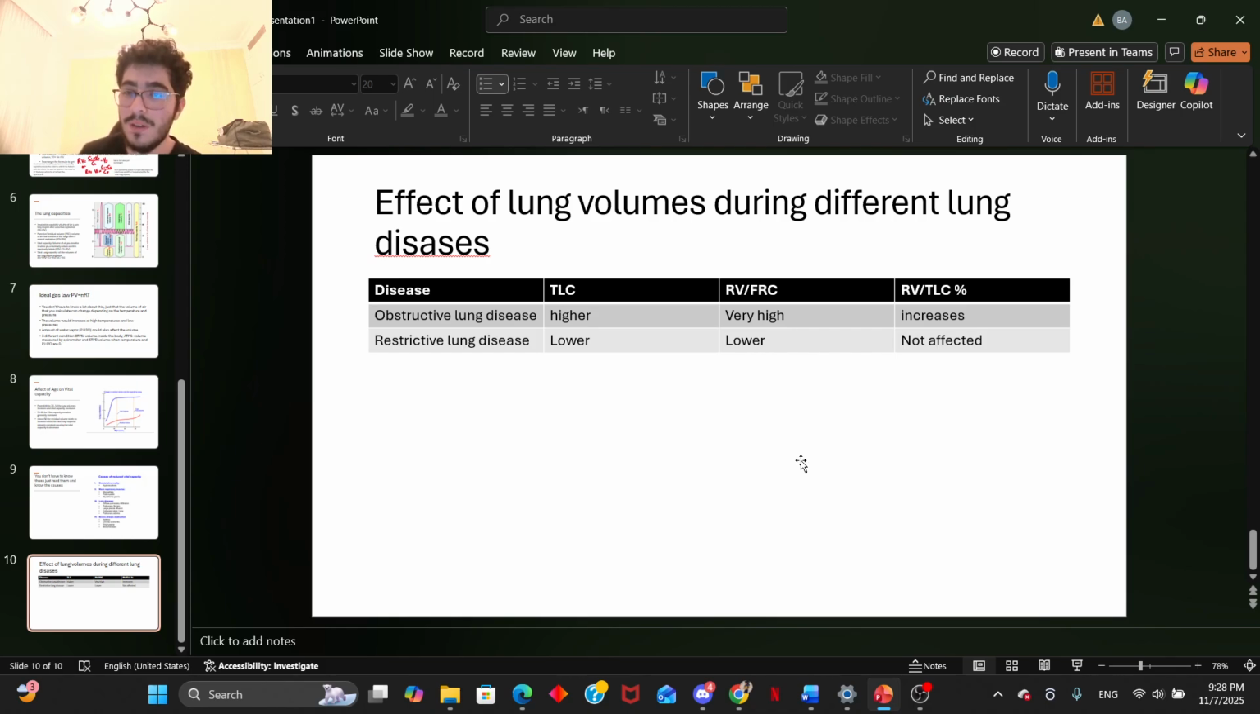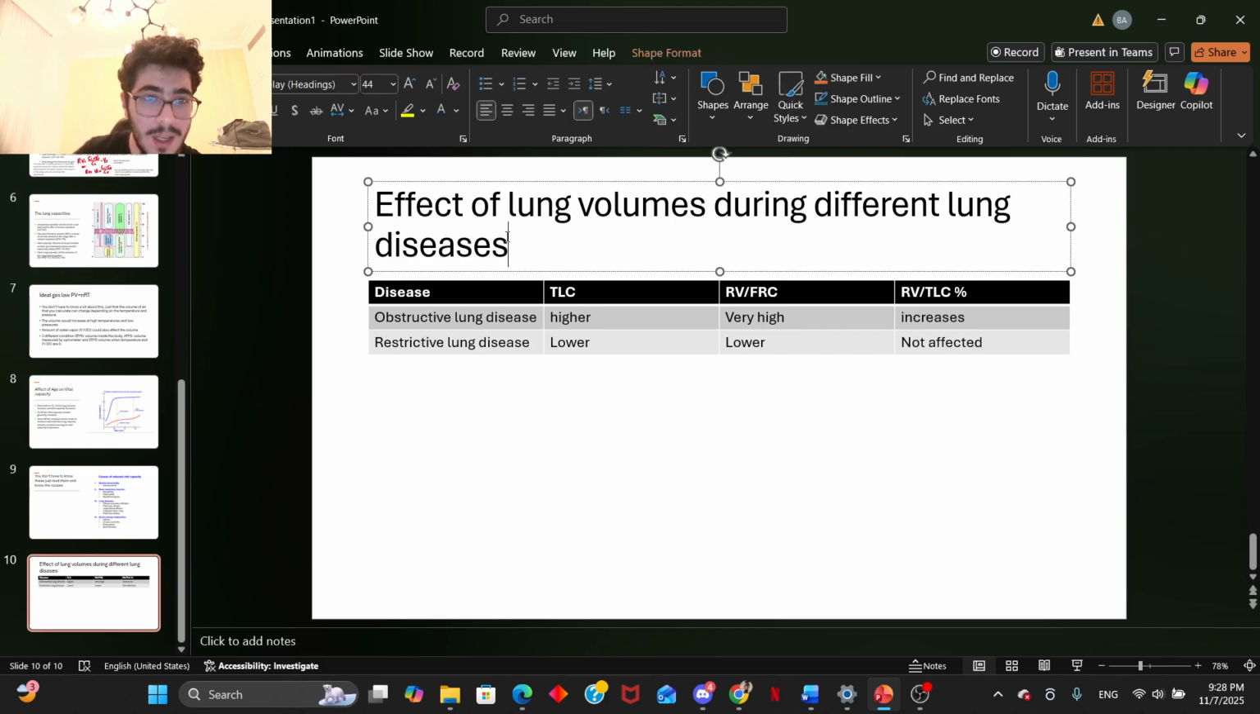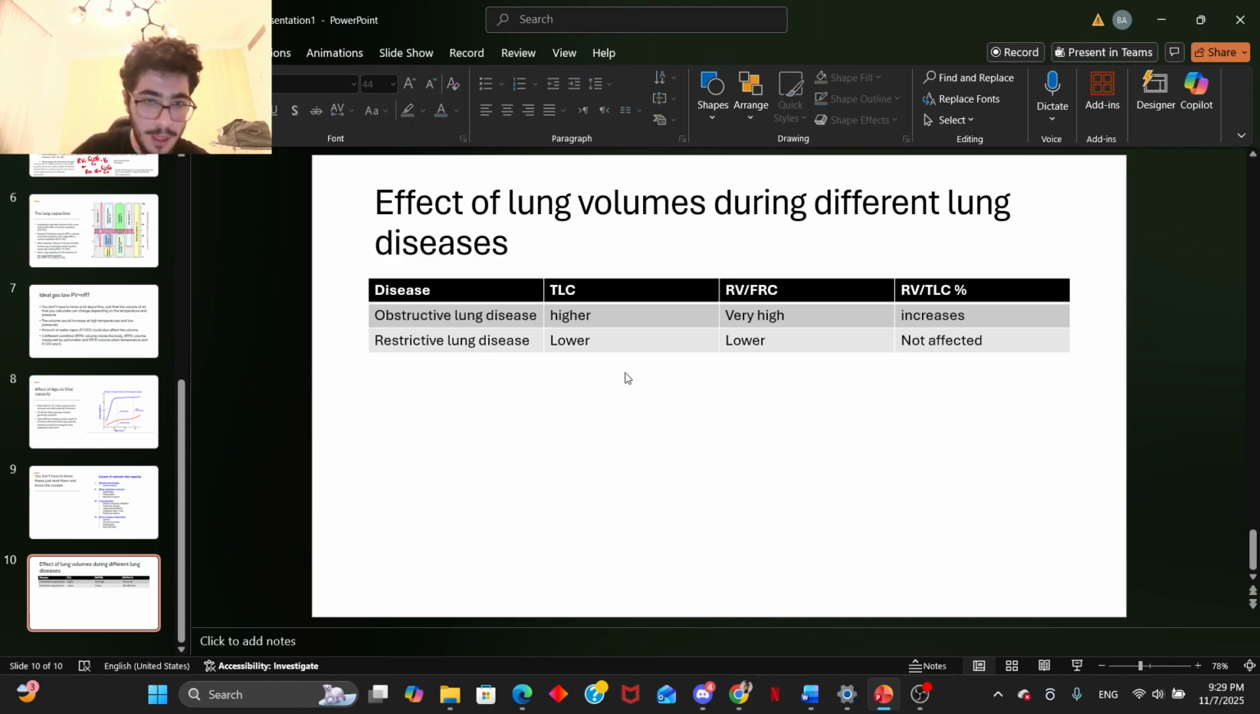Here are the effects of lung volumes during different lung diseases. Oh, spelled diseases wrong. Excuse me. Okay. So the effect of lung volumes during different lung diseases. There are two different lung diseases that you have to know: obstructive lung disease and restrictive lung disease. So this is a table that summarizes it completely.